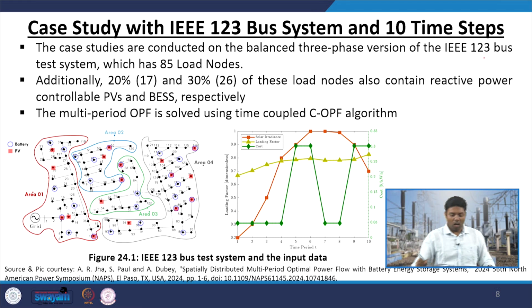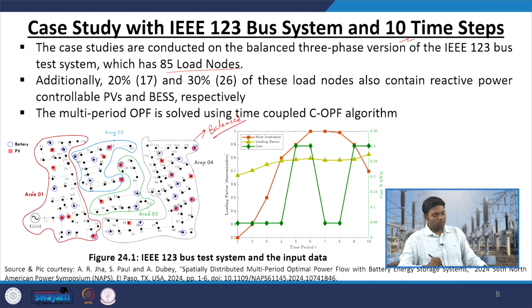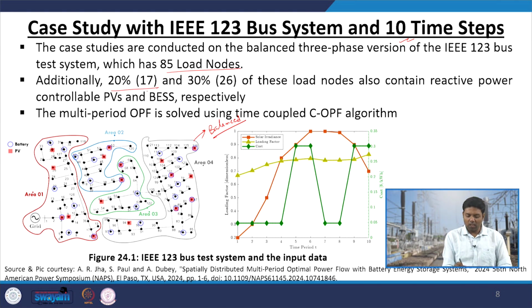So, this is solved for an IEEE 123 bus test system considering only 10 time steps, with 85 nodes having loads. We converted this unbalanced IEEE 123 bus test system to its balanced version by considering only the positive sequence network. Okay, so the positive sequence network is a balanced version. Additionally, we are adding 17 PV inverters and 26 battery inverters in this network, and solving the centralized OPF problem.